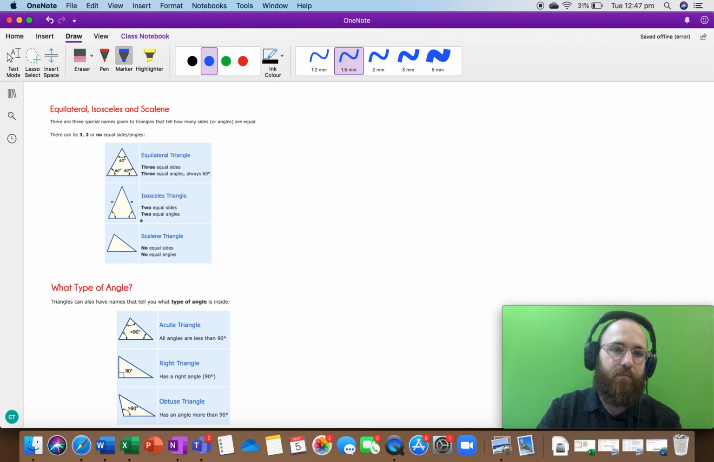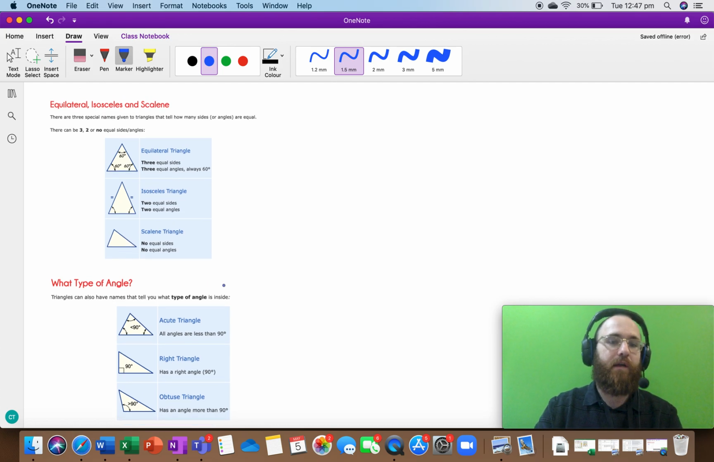Isosceles is 2. 2 sides the same, 1 side different. Scalene, no sides the same. I am repeating myself, but I think it's important because we need to remember, and there's 6 different ones to remember. So hearing it twice won't hurt, and it will help you draw your own examples.